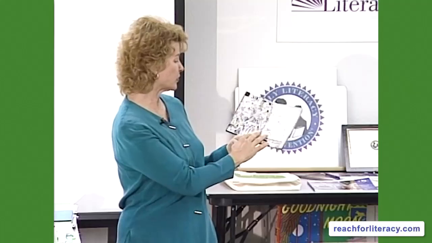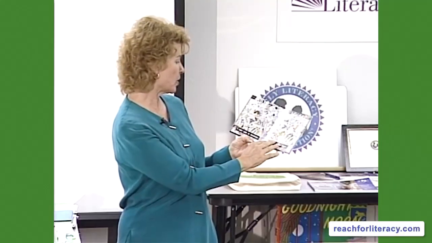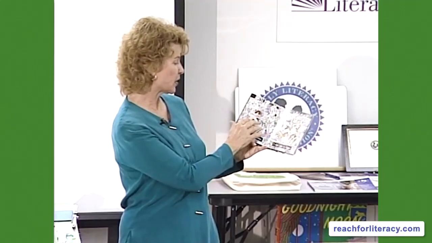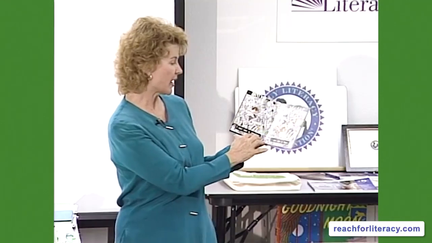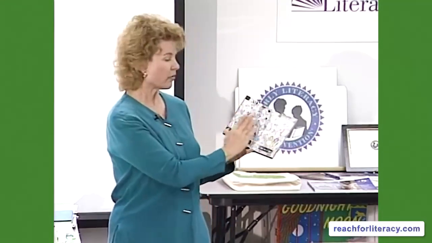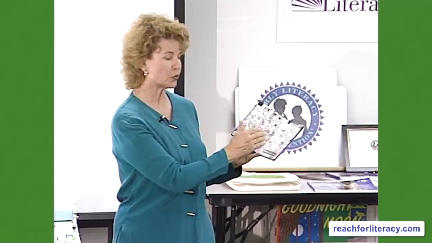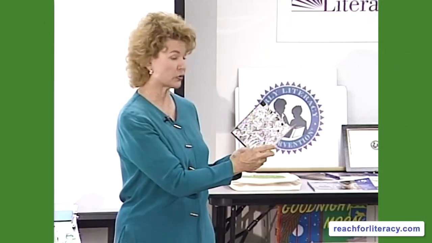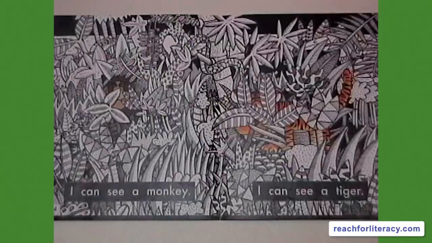You don't want to talk about what this is so that they're not going ahead and saying this is a monkey or this is a tiger. So avoid a discussion that would lead them to say these different animals, because you want them to process those words rather than you giving them those words up front.